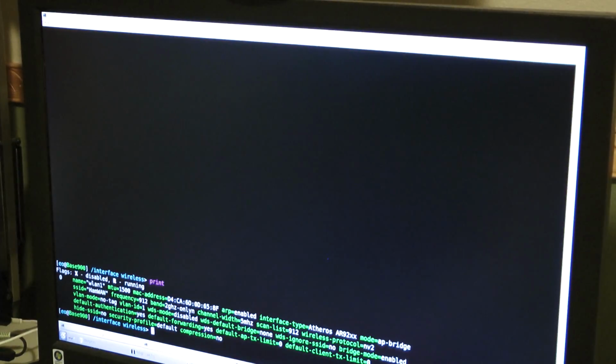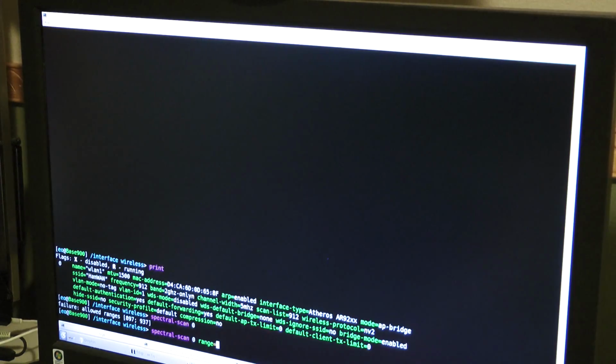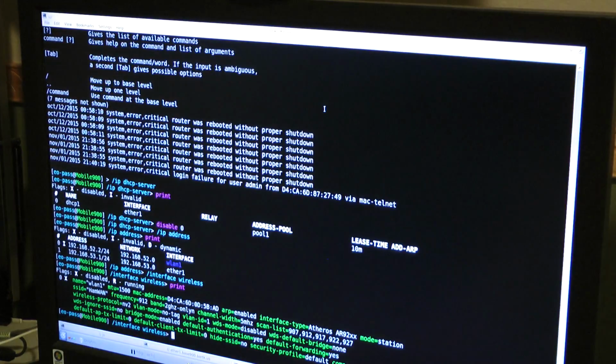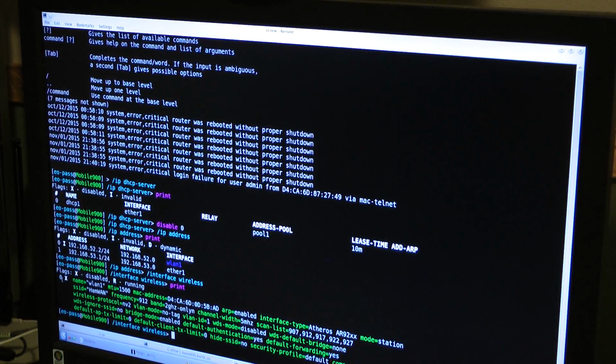So let's do a spectral scan. I always forget the range. It is 897 to 937. And here, the wireless is disabled. So that access point should hear absolutely nothing because there's no interference source and there's no client trying to connect to it. And indeed it does hear nothing. Everything's 95-ish in terms of the noise floor, so let's kill that.